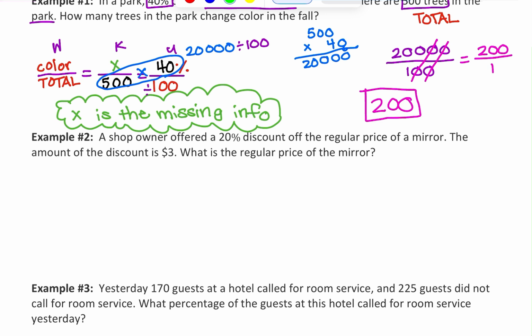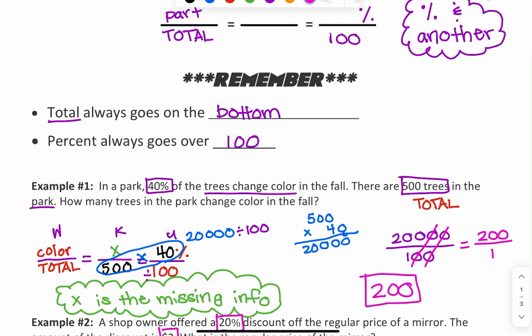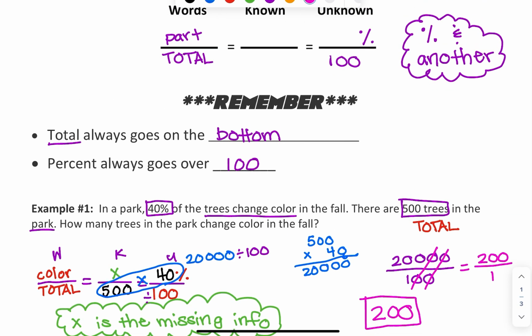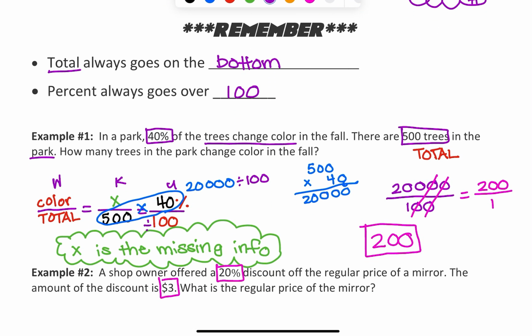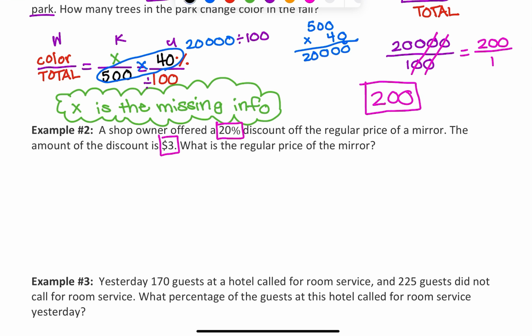A shop owner offered a 20% discount off the regular price of a mirror. The amount of the discount is $3. What is the regular price of the mirror? So in this problem, I have a percent and I have another number. So if that happens, a percent and another number, then we can set up a WKU. So let's go ahead and set that up.